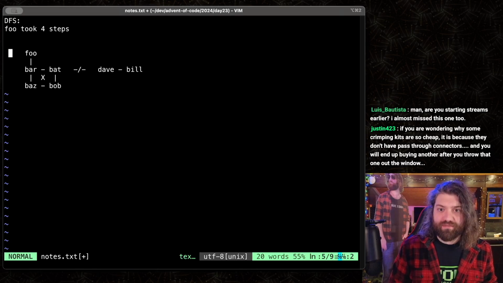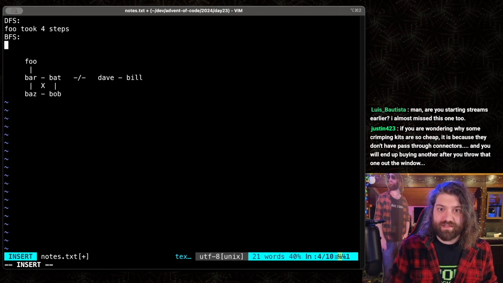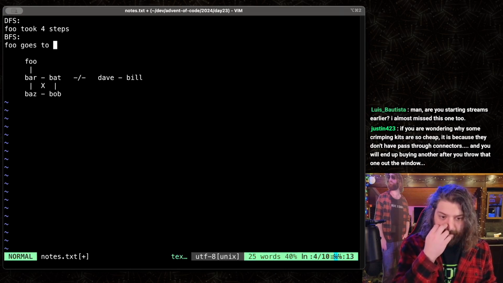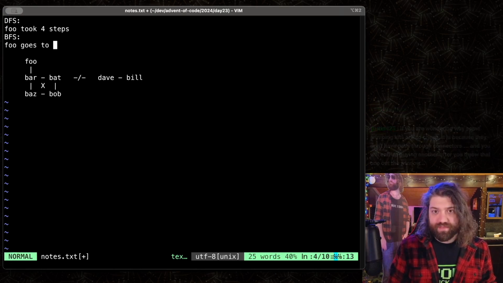If we do breadth first search, we get to bar. Bar is 1. And then we can branch out to Baz, Bob, and Bat, and that's it. So 2. BFS, foo goes to 2. So the furthest neighbor is 2 away. I don't know what any of this gets us.